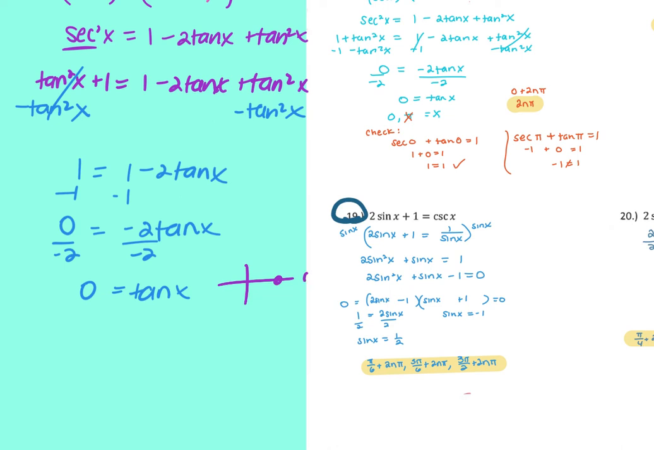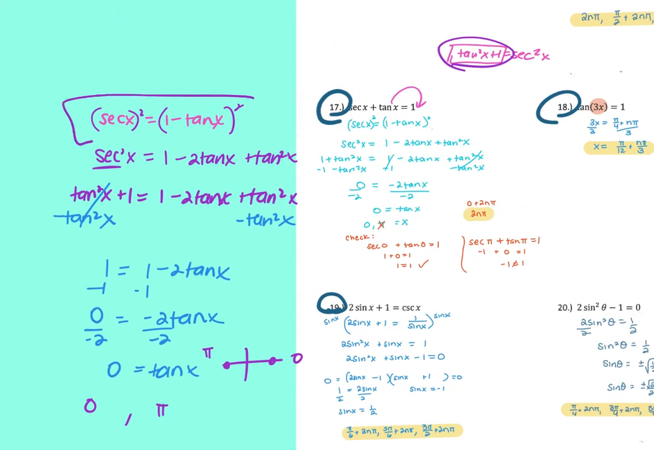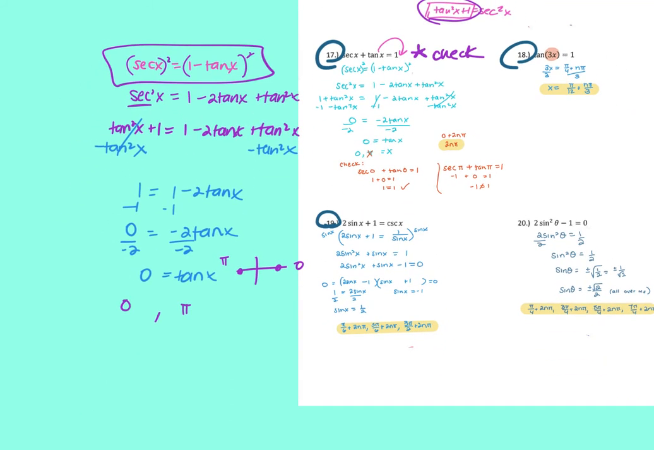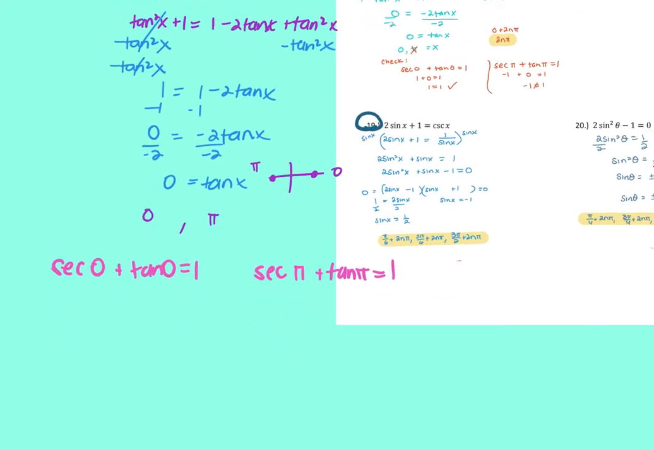It happens on the right at 0, and it happens on the left at pi. So 0 and then pi. But because we squared both sides, when we do this step, these are the ones you have to check. So you have to check for the extraneous root here. When I plug those back in, I get secant of 0 plus tan of 0 equals 1, and then secant of pi plus tan of pi equals 1.